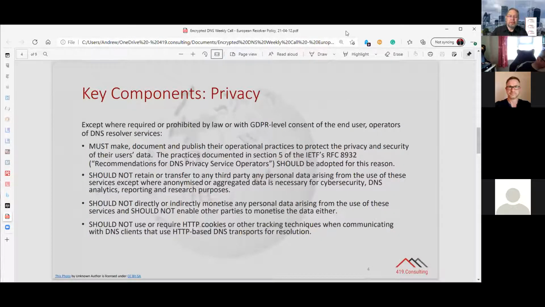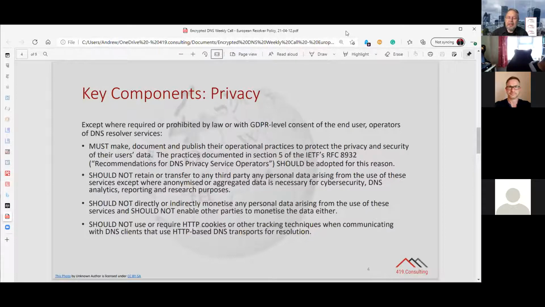So that's what led to the European resolver policy being developed. I'm just going to call out some of the key components within it. This is, as I said earlier, not exhaustive, but it will give you a flavour for some of the requirements within the policy.